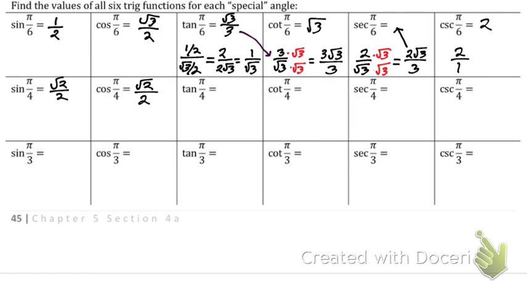Our tangent is our sine value over our cosine value. Our sine value is square root of 2 over 2. Our cosine value is square root of 2 over 2. Work smarter, not harder. I could do the keep, change, flip on this, but I have the same thing on top as the bottom, which means it must equal 1. So this value is just 1. Cotangent, 1 over 1. Take the reciprocal. You now have upside down 1 over 1, which is still 1.